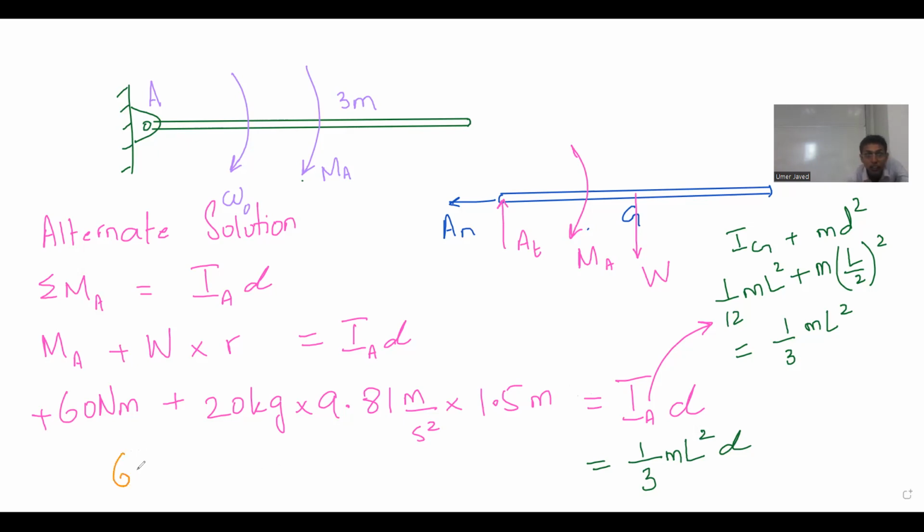Okay, now you write 60 Newton meter plus 20 kg into 9.81 meter per second square into 1.5 meter. What is the value of alpha?